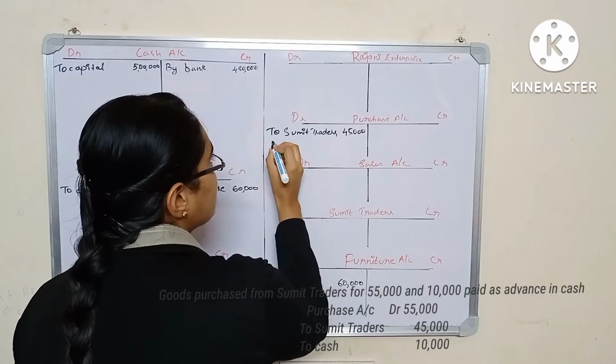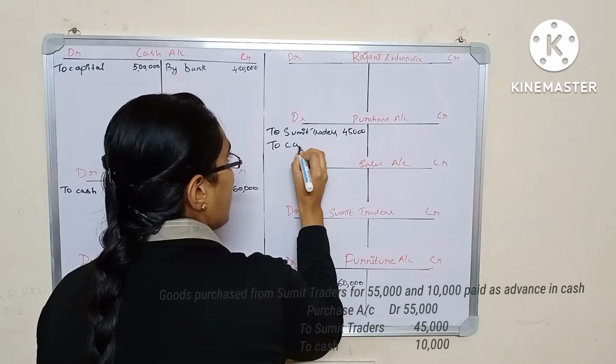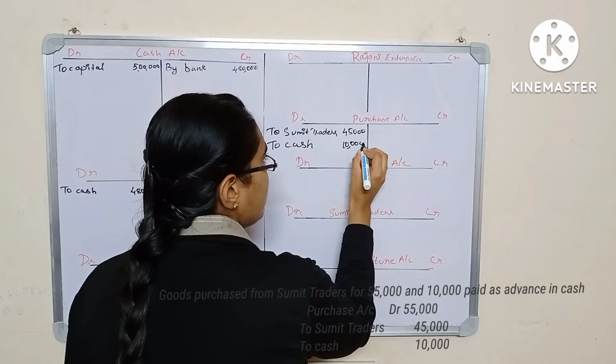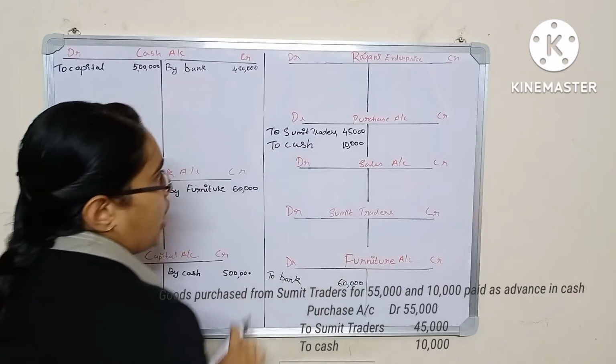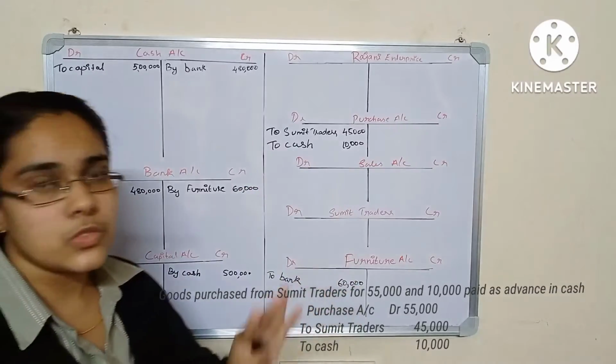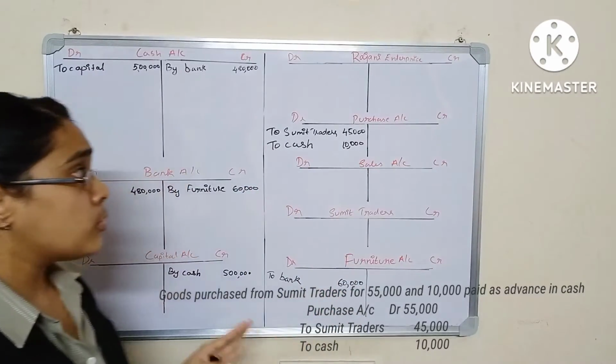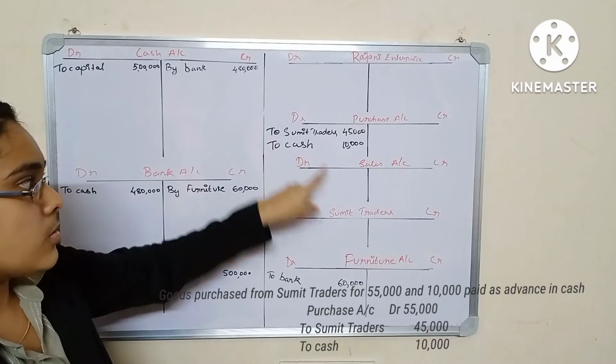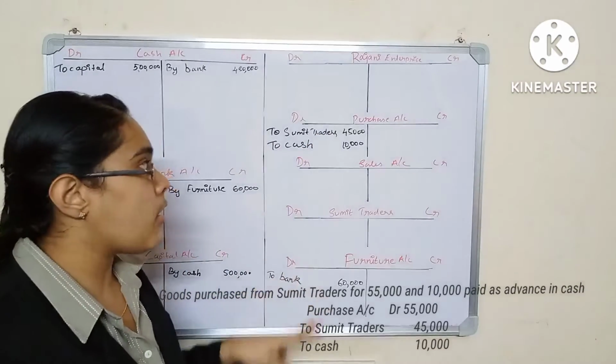Then you will write what? To cash account. You have also paid 10,000 as an advance, so you will write to cash account here. Okay, so that is done. Now you have to go to which accounts? Sumit Traders account and cash account. Then only the transaction will be recorded completely.